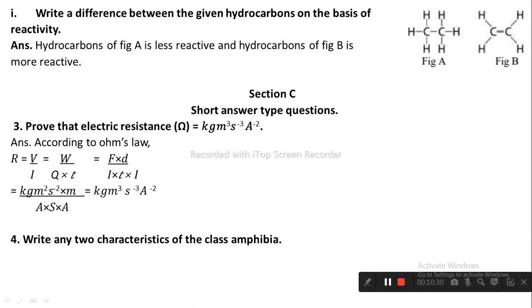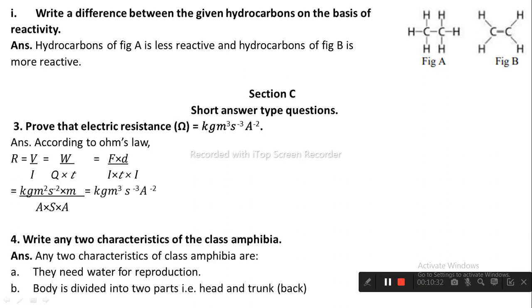Write any two characteristics of class Amphibia. So two characteristics of class Amphibia are they need water for reproduction, and the body is divided into two parts, that is head and trunk.